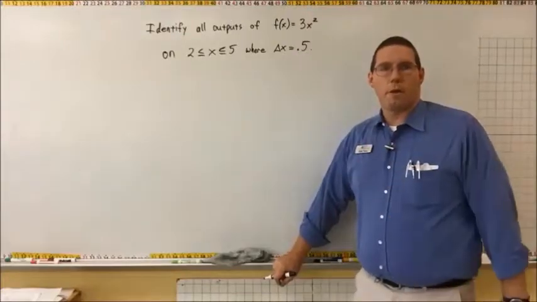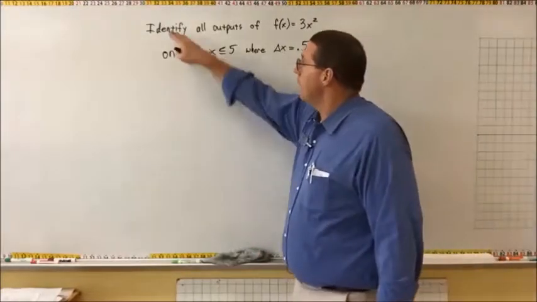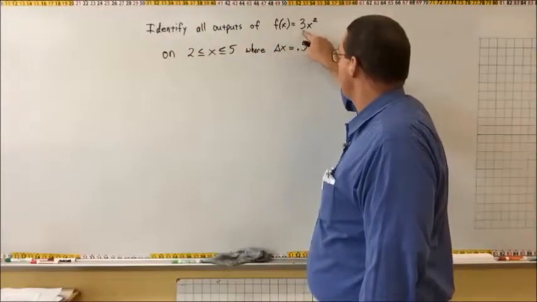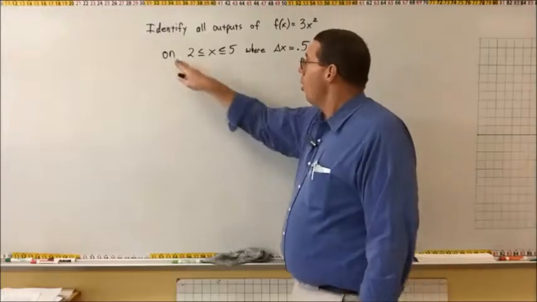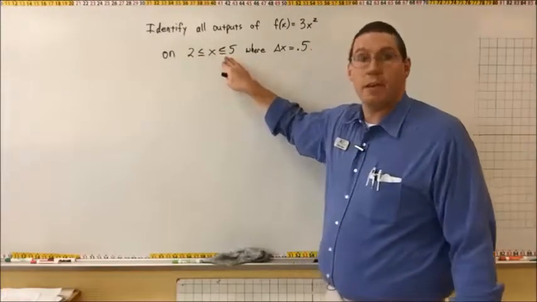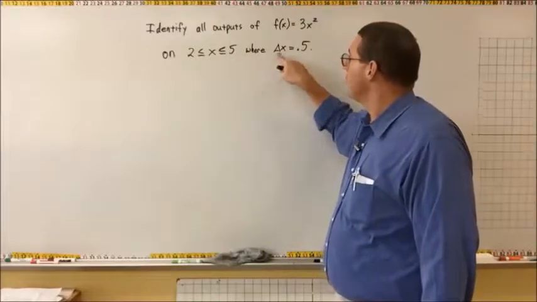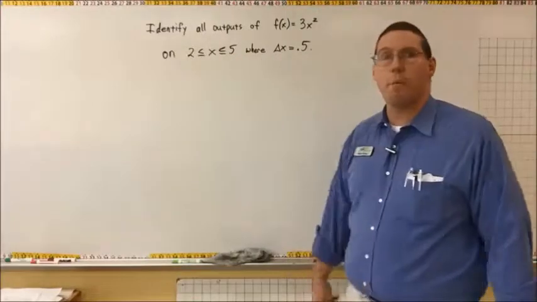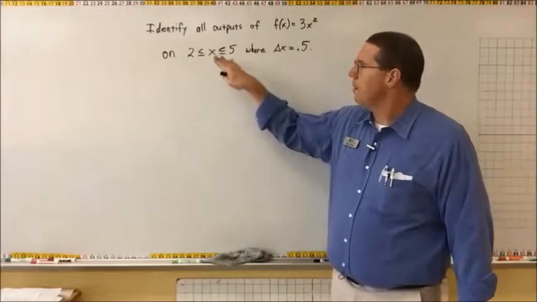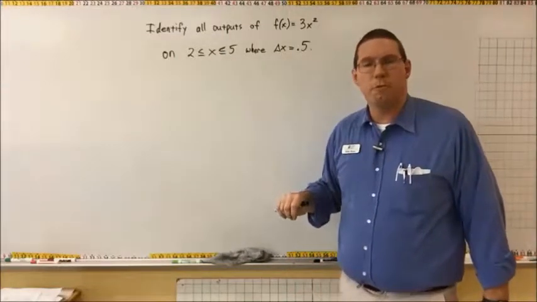Let's do one more example. All right, I've got another one for you here. Here's what it says. Identify all outputs of the function f of x is equal to 3x squared on the interval of x from 2 to 5 inclusive, where delta x, the change in x, is 0.5. Why don't you first make a list of all the numbers that we're going to include from 2 to 5? Go.